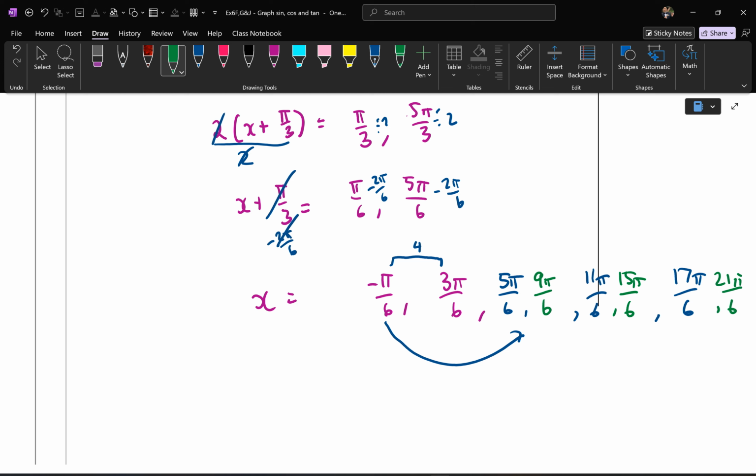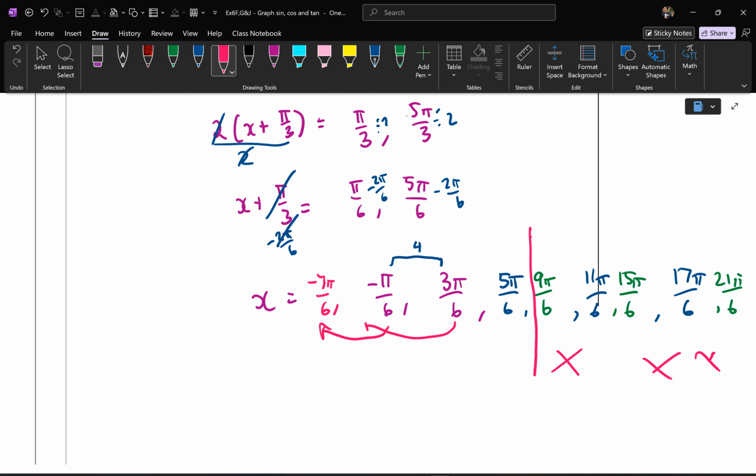The domain was only from negative pi to pi. So to get pi, I need it to be 6. So it gets cut off right here. All of these do not fit in the domain. Negative pi, well, I can still go backwards, so make sure to subtract by 6 as well. So if I subtract by 6, that gives you now negative 7 pi on 6. And then this one, if you subtract by 6, is negative 3 pi on 6. So which ones fit? This one doesn't fit. That's beyond negative pi. So it gets cut off here. So these are my two cutoffs.